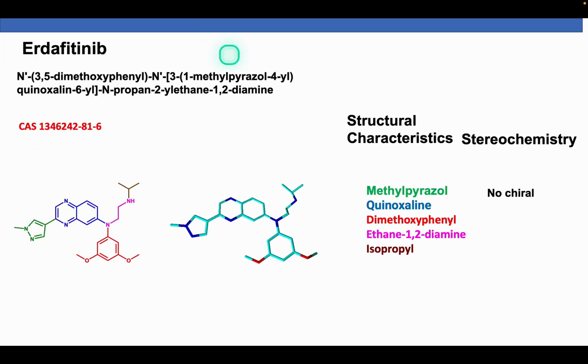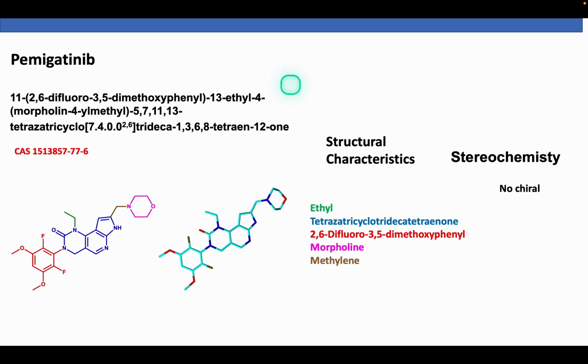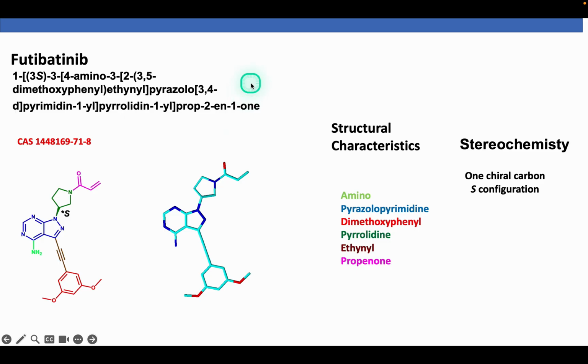Shown here are the systematic name, the 2- and 3-dimensional structures, and the Chemical Abstract Service number for Erdafitinib, as well as its main structural features. Here, the same type of information is shown for Pemigatinib. Here, the same type of information is shown for Futibatinib.